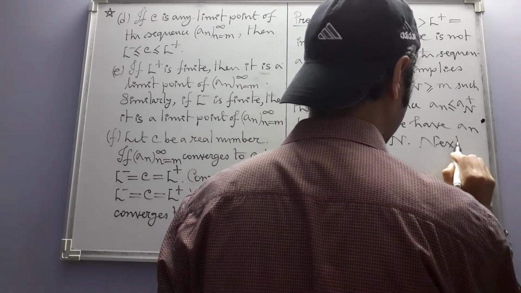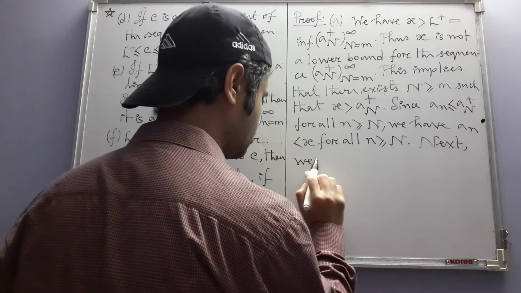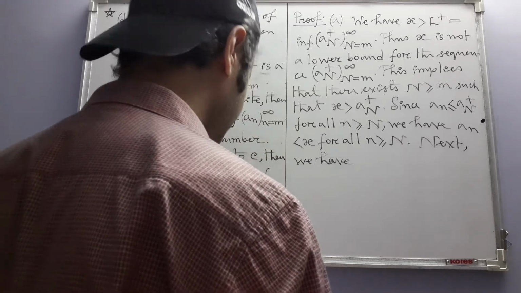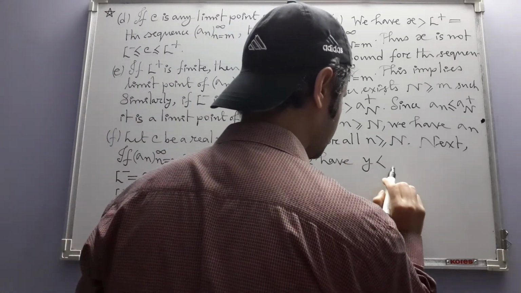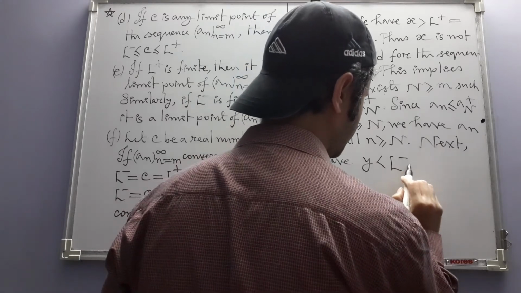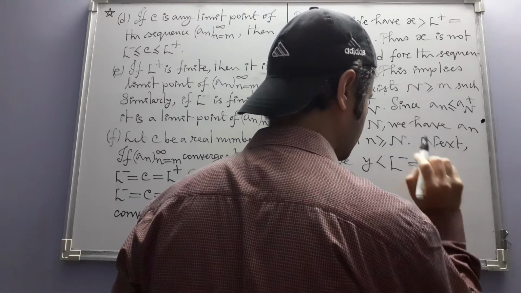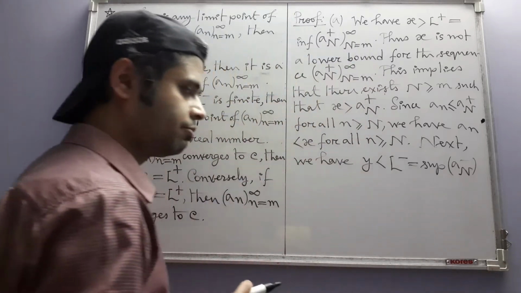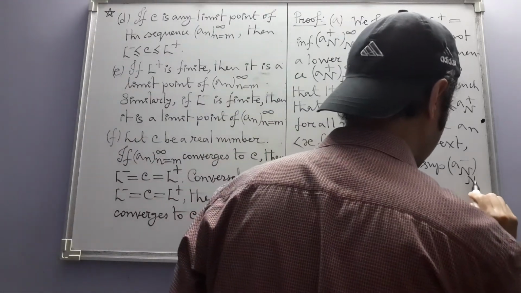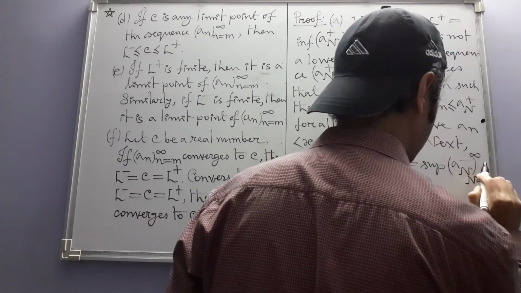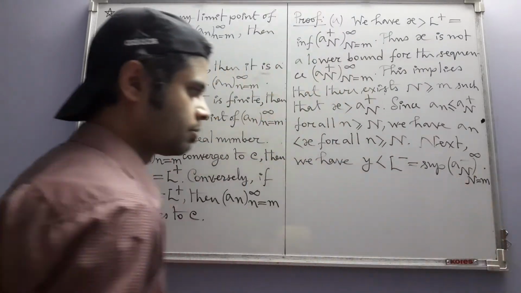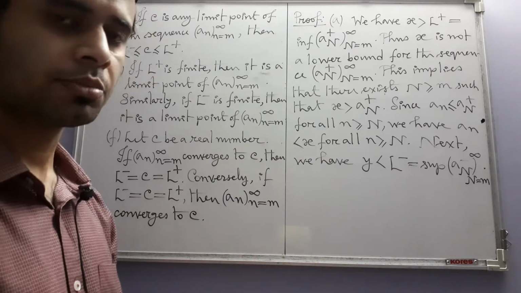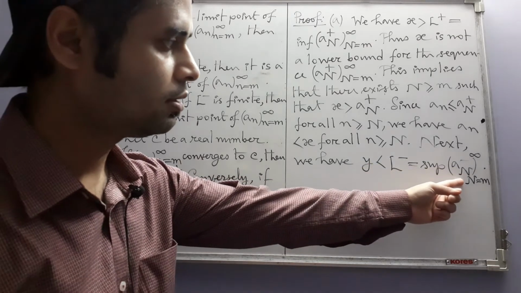Next, we have y, I believe, is less than L minus. Yes. So L minus is by definition the supremum of this sequence of infima. Supremum means least upper bound. y is less than the least upper bound, so y cannot be an upper bound for this sequence.